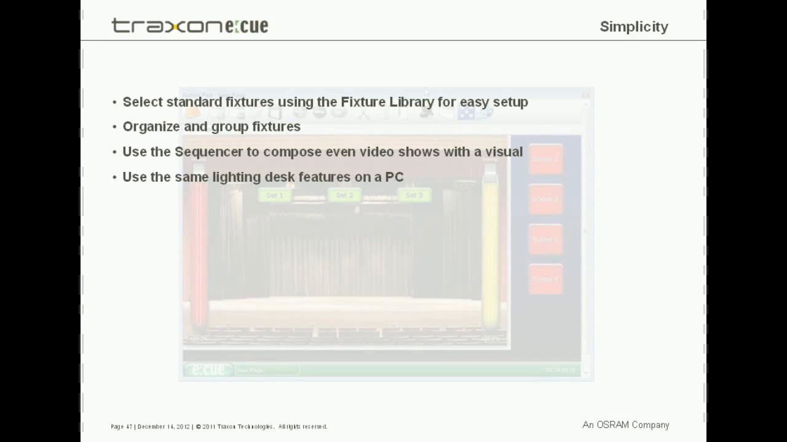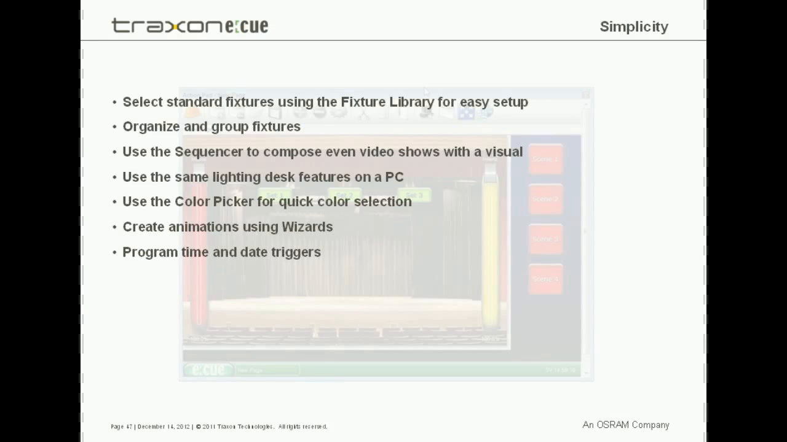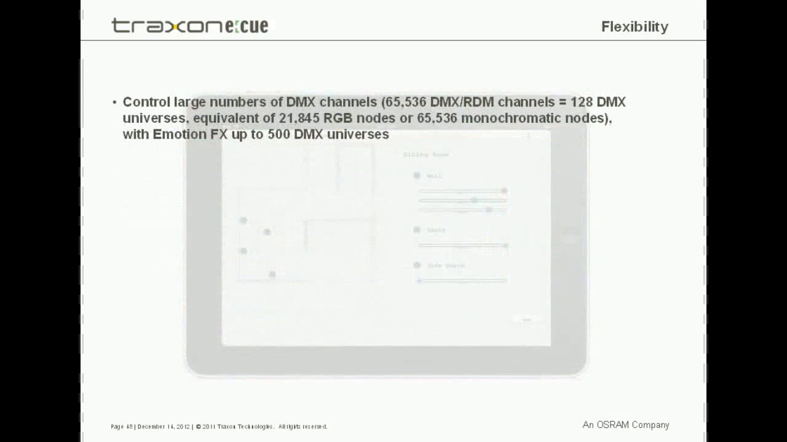And you can have with other features the same lighting deck features on a PC as you had before. Use the color picker for quick color selection either on the action pad or when setting colors or fixtures as cues. You can create animation with wizards, and you can program time and date triggers. You can customize Glass Touch user terminals, and you can control a large number of DMX channels as a default 128 DMX universes, and with DMX output over EmotionFX up to 500 DMX universes.